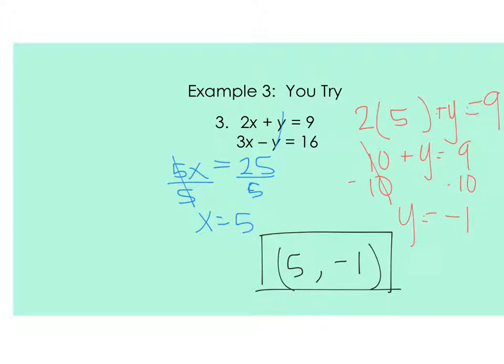So first you can see that the y and the negative y can cancel each other out, so you cancel those out. You add together the 2x plus the 3x to get 5x, which equals 9 plus 16, which equals 25. You solve, you divide by 5 on both sides and get x equals 5. Now use that 5 and you plug it into one of the x's in one of the equations above. I did 2 times 5 plus y equals 9. So then you get 10 plus y equals 9. You subtract 10 on both sides and get y equals negative 1. Your final answer should be 5, negative 1.